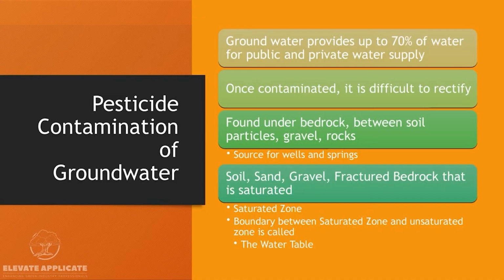So, pesticide contamination of groundwater. Groundwater provides up to 70% of water for public and private water supply. Once it's contaminated, it is difficult to rectify. It's found under bedrock, between soil particles, gravel, and rocks. It's a source for wells and springs. Soil, sand, gravel, fractured bedrock that is saturated, that's what's called the saturated zone. The boundary between the saturated zone and unsaturated zone is called the water table.